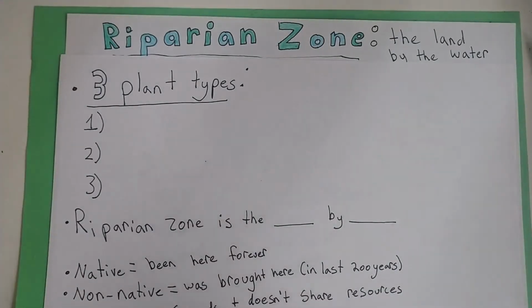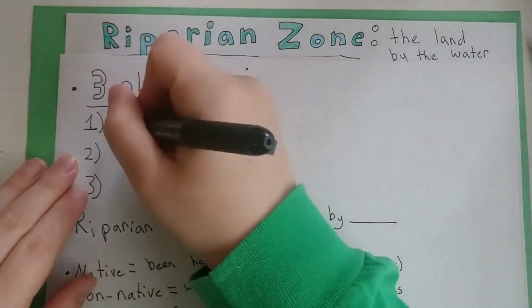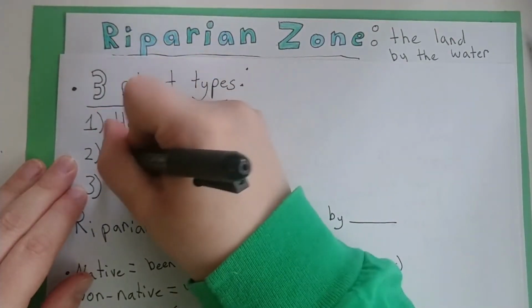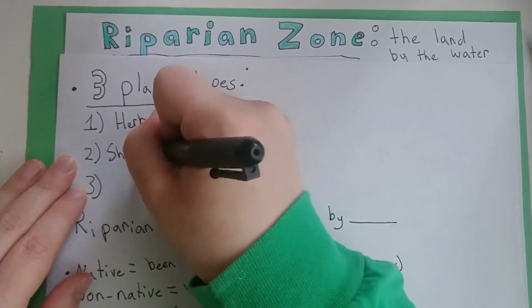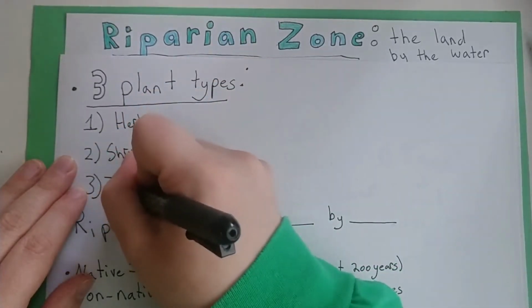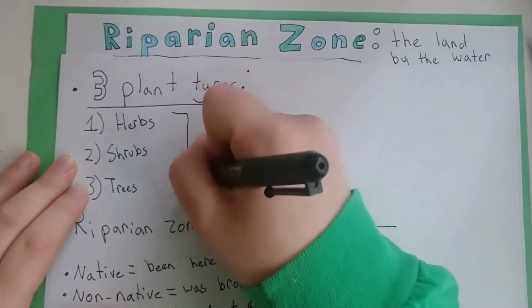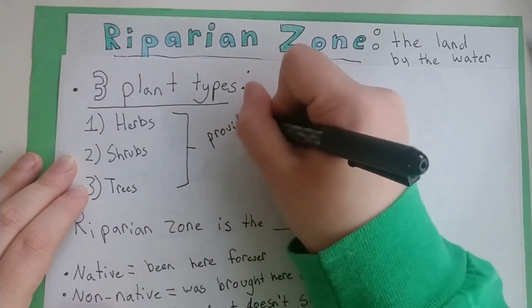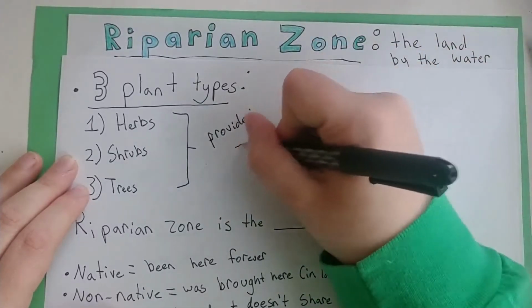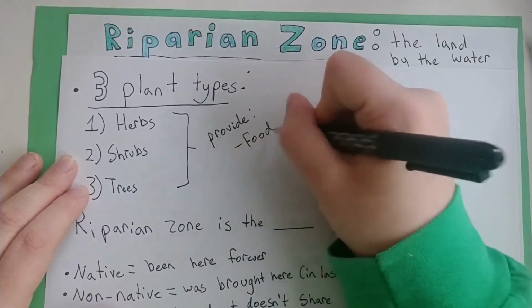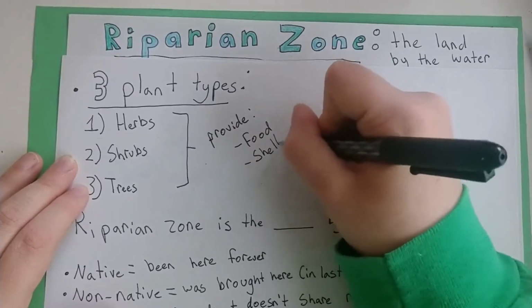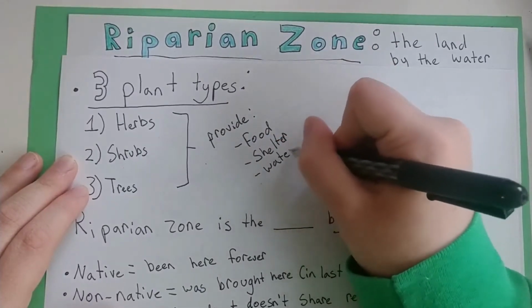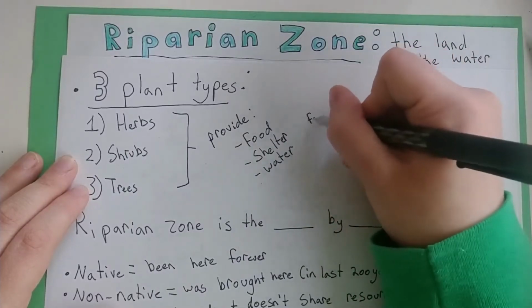So we have 3 different plant types. What are they? We have our herbs, we have our shrubs, and we have trees. And all of these things provide or give food, shelter, and water for animals.